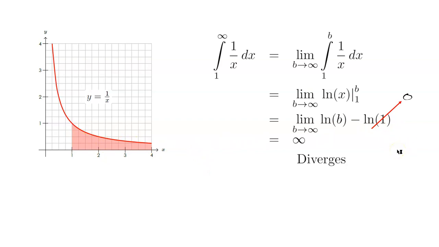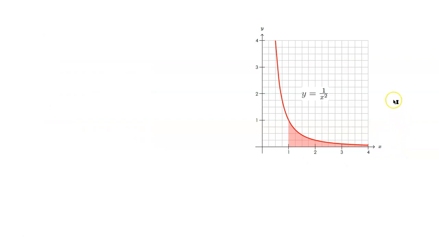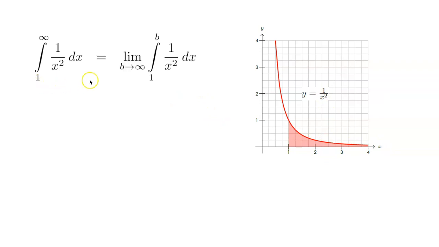But let's try another one. Because otherwise, what's the point of doing these things? If it's always infinity, it would be moot. So let's look at this one. Same idea, 1 over x squared. I'm going from 1 to infinity. I'm going to sneak up on it again. Say the limit as b goes to infinity from 1 to b of 1 over x squared.